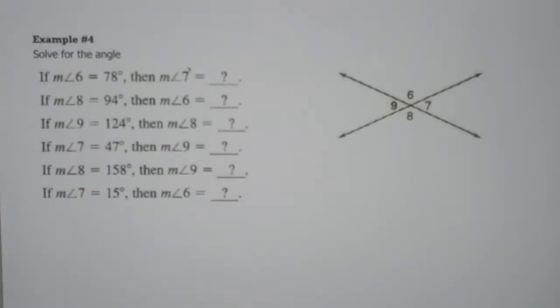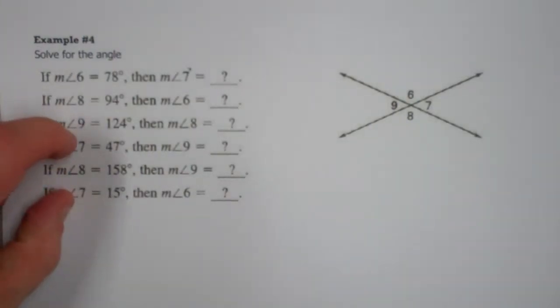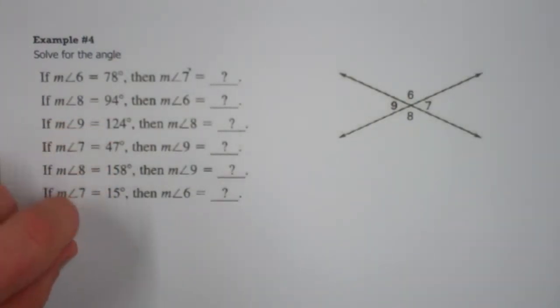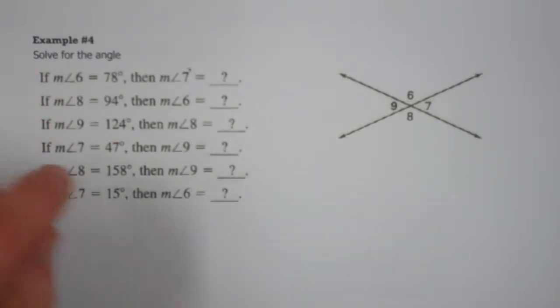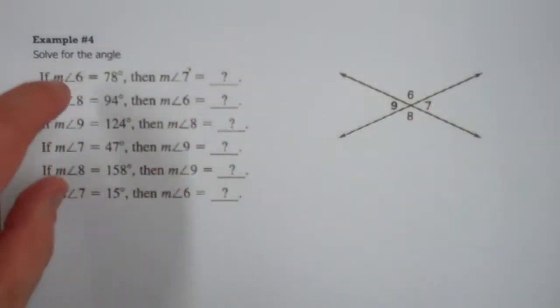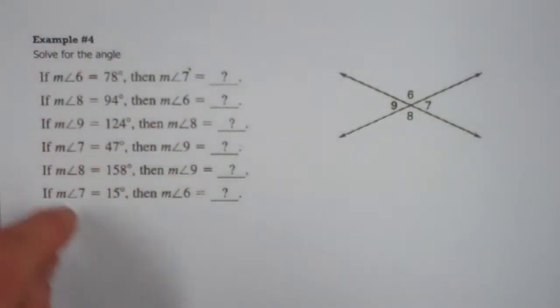In example 4, we want to solve for the angle measure that we need to know here in each one of these. And each one of these is going to be a separate problem. So you'll notice that you see two number 7s here, but they're different. Well, angle 7 can only be one measure. So each one of these is a different setup. Well, the figure's here, but we're seeing what will happen if those angles have different measures.